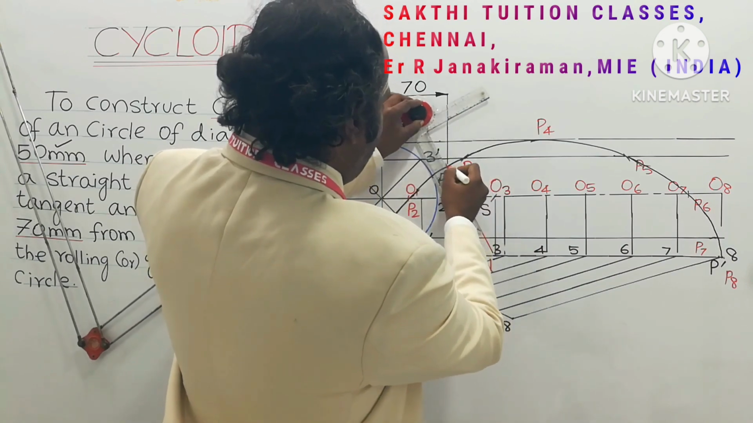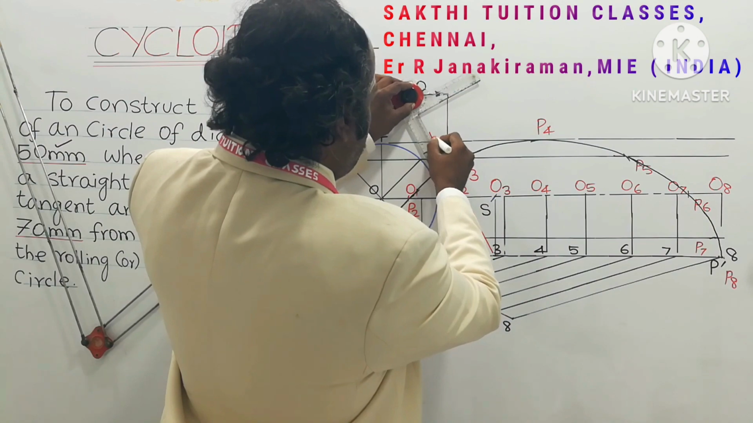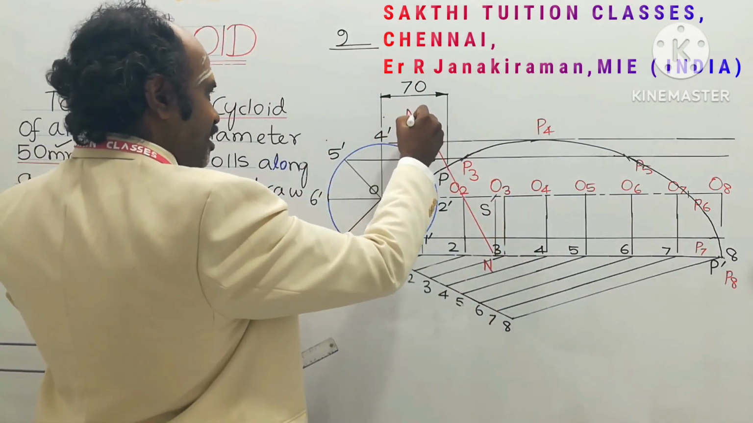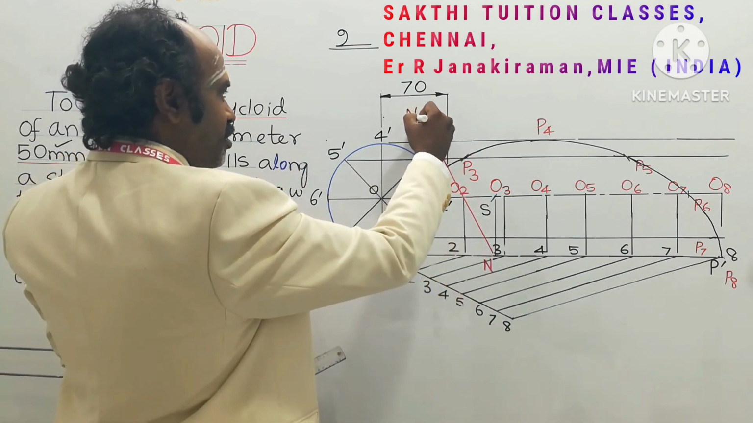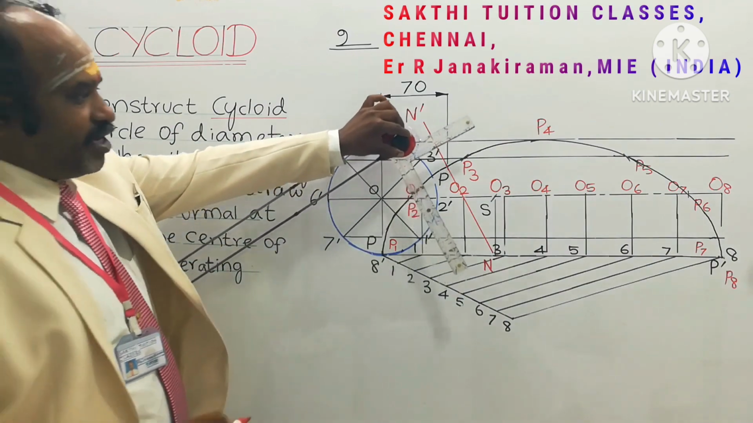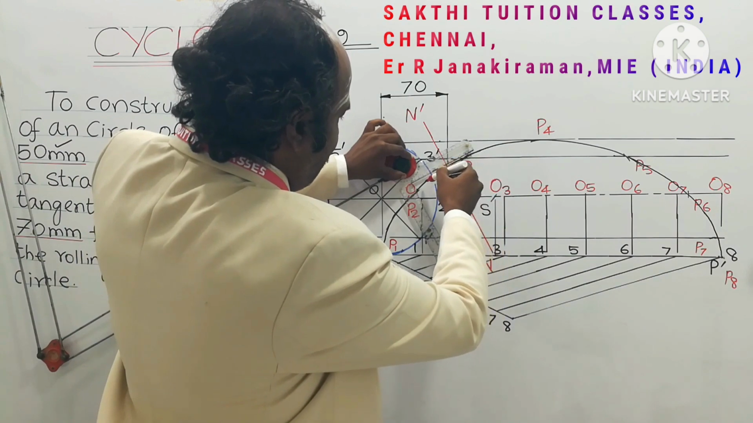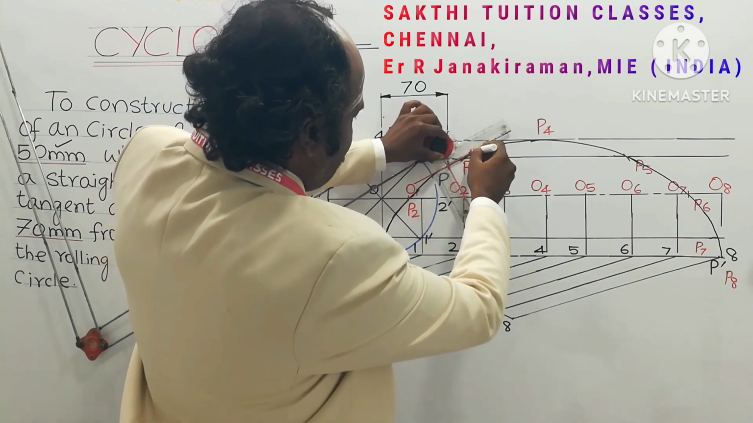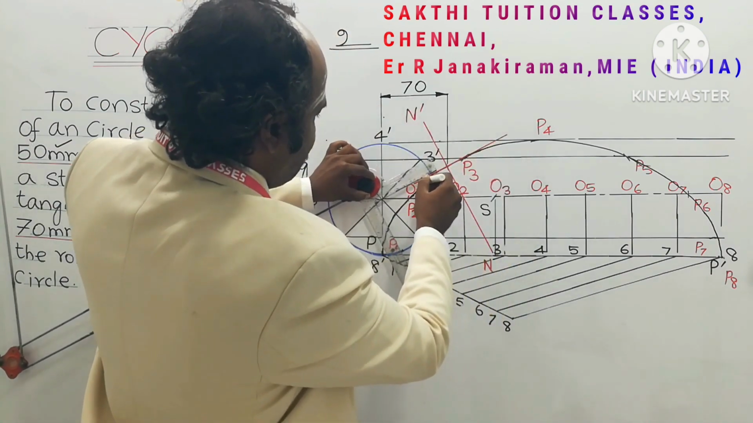And extend the line on the other side of the cycloid. This line N dash may be of any suitable length. It is called the normal, N dash. With the same setting, using the other scale of the drafter, draw one line passing through P, the located point P on the curve. It is drawn like this.